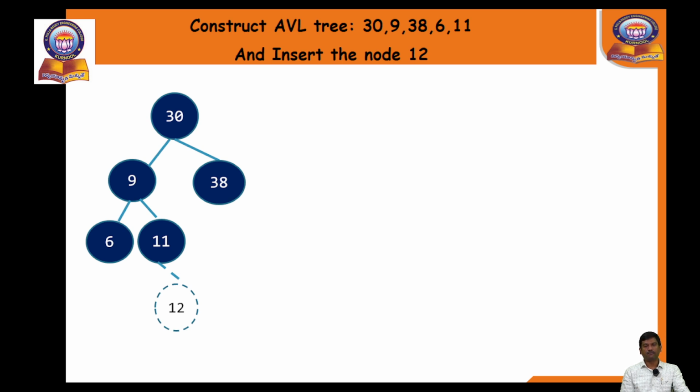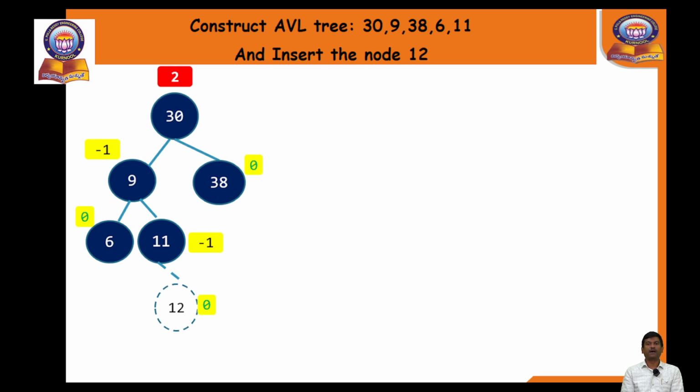And find the balance factor. So when you find the balance factor, node 12 is 0, node 6 is equal to 0, node 11 is 0 minus 1, that is equal to minus 1, node 38 is equal to 0, node 9 is 1 minus 2, that is equal to minus 1. And when you calculate the balance factor of node 30, that is the height of the left subtree, that is 3, minus the height of the right subtree, that is 1. So 3 minus 1 is equal to 2.